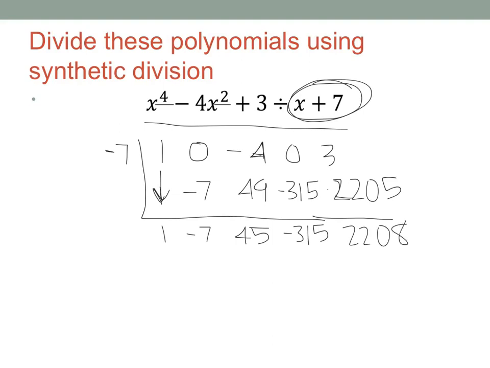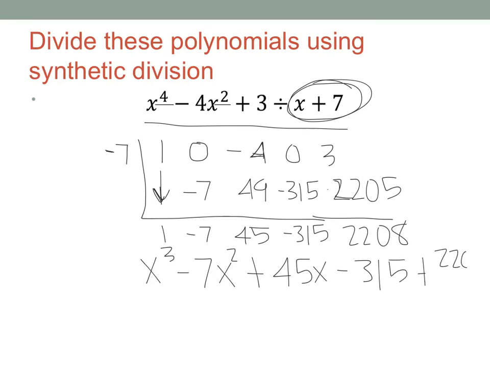Now, this is just a random example that ended up not working out well, but overall, we need to remember that this means that once they're divided, I get x cubed minus 7x squared plus 45x minus 315 plus 2208 over x plus 7.